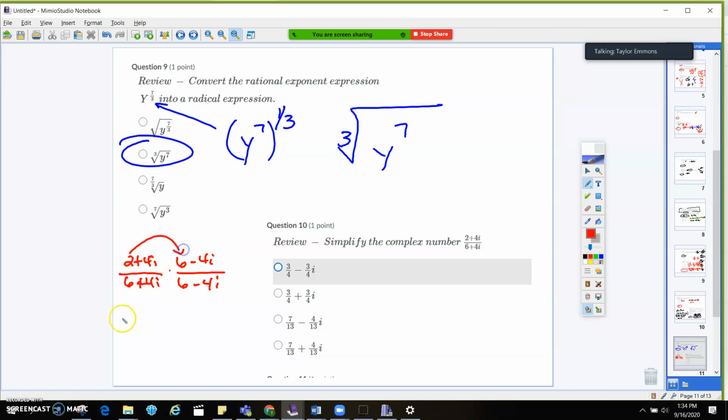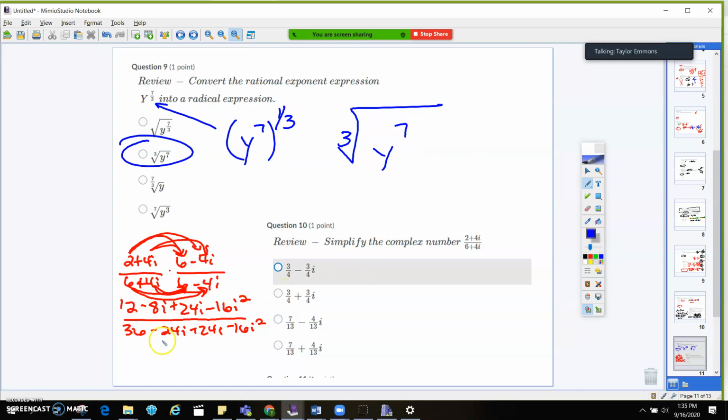So 2 times 6 is going to give me 12. 2 times negative 4i is going to give me negative 8i. 4i times 6 is going to give me positive 24i. 4i times negative 4i is negative 16i squared. Over 6 times 6, which is 36. 6 times negative 4i is negative 24i. 4i times 6 is positive 24i. And 4i times negative 4i is negative 16i squared.